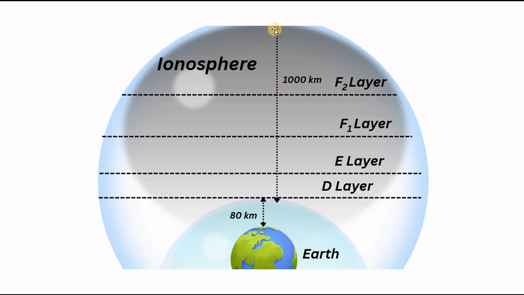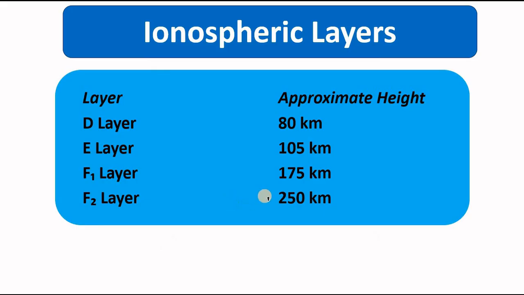So the final is up to 1000. So 250 to 1000 kilometers, that is the F2 layer. 175 to 250, F1 layer. 105 to 175, E layer. 80 to 105, D layer. So these are the different layers in the ionosphere.